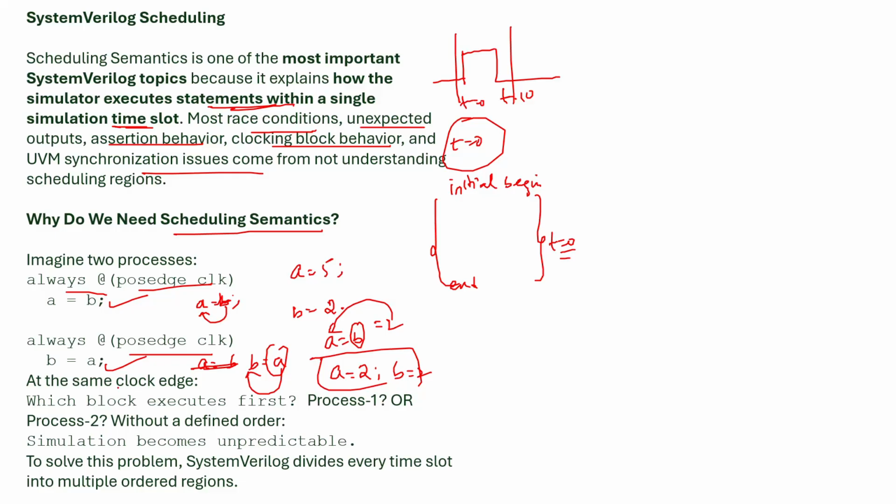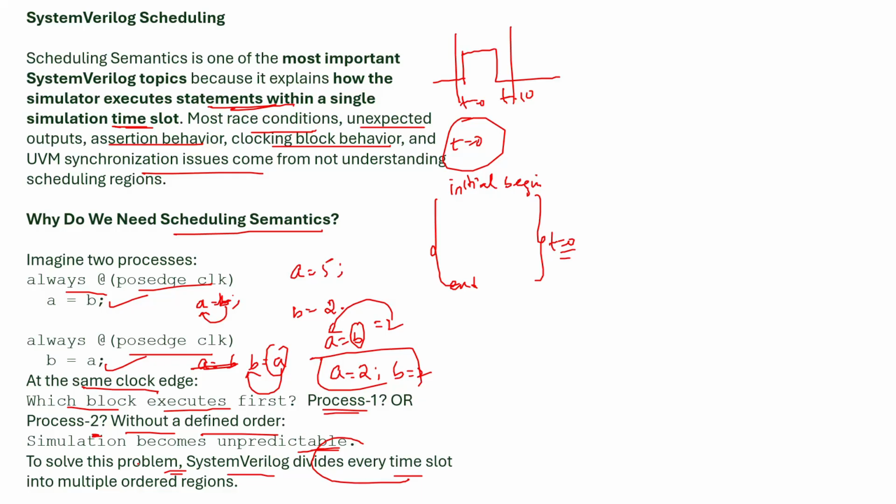See, at the same clock edge, within the block, which executes first, process 1 or process 2, without a defined order, because both those always begin blocks are executed at the same time. So then the simulator becomes unpredictable. To solve this problem, SystemVerilog divides every time slot into multiple ordered regions.